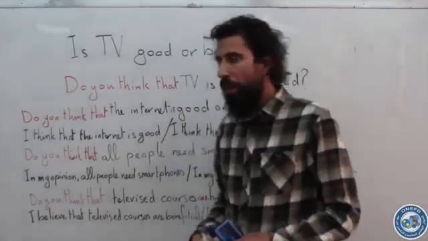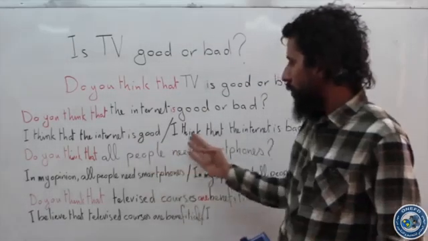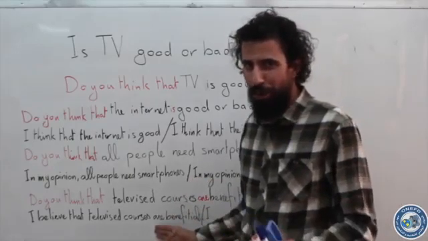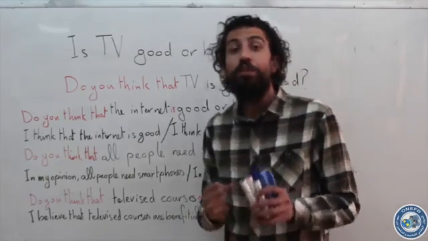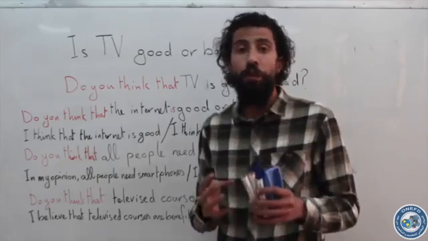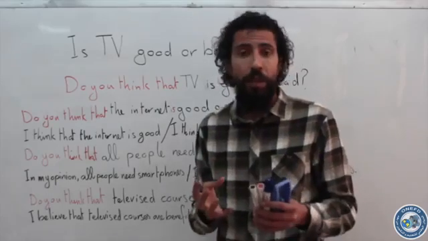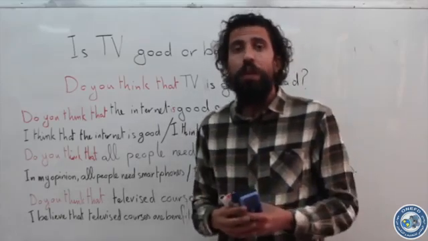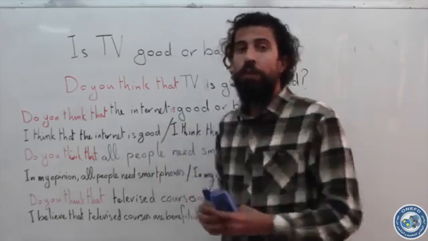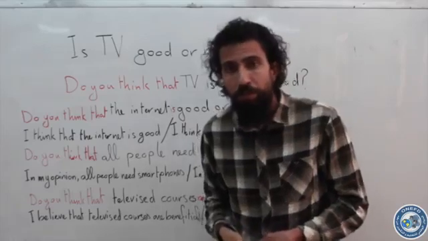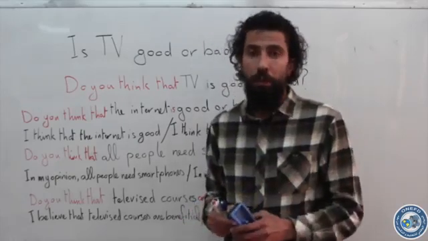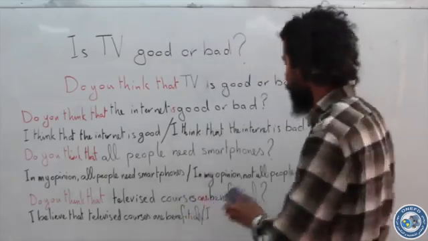As you see here, we have two sides for each, except for the last one. There's only one side. To make people agree with your opinion, which makes them say that you are right, you should support your opinion with an argument. Let's go back to our first example about TV.